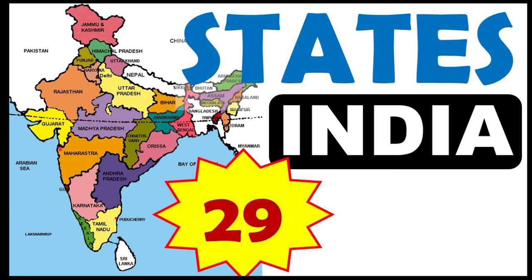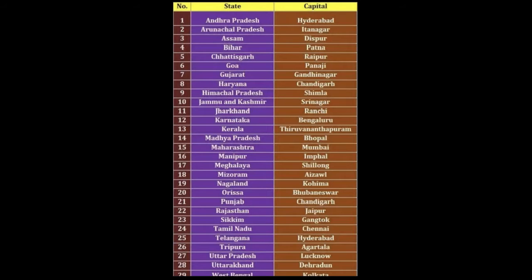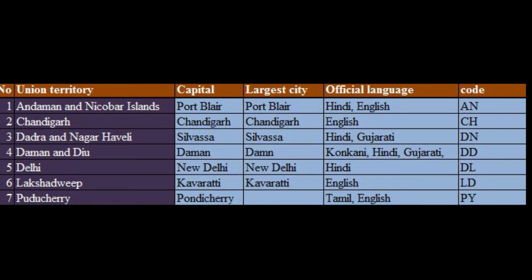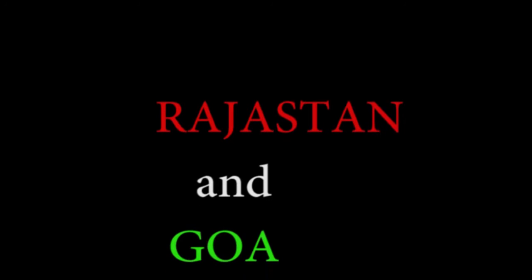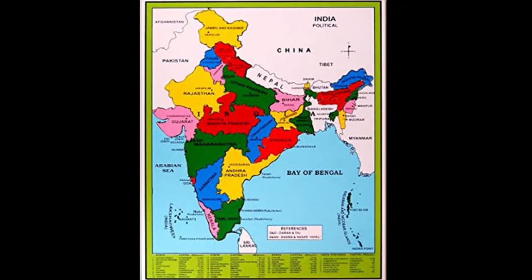India is a vast country. For administrative purposes, the country is divided into 29 states and 7 union territories. You have to see these states and union territories on page number 66 of your textbook. Rajasthan is the largest state and Goa is the smallest state. And states are also further divided into districts. India is marked by a diversity of physical features such as mountains, plateaus, plains, coasts and islands.